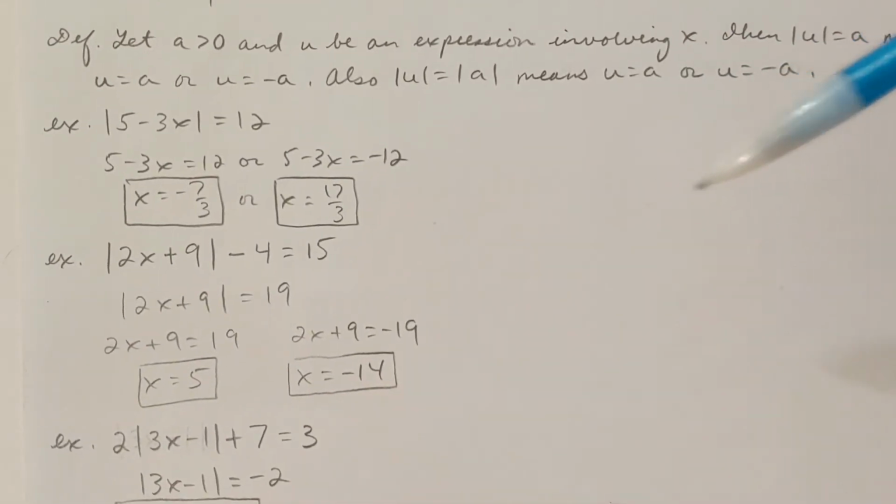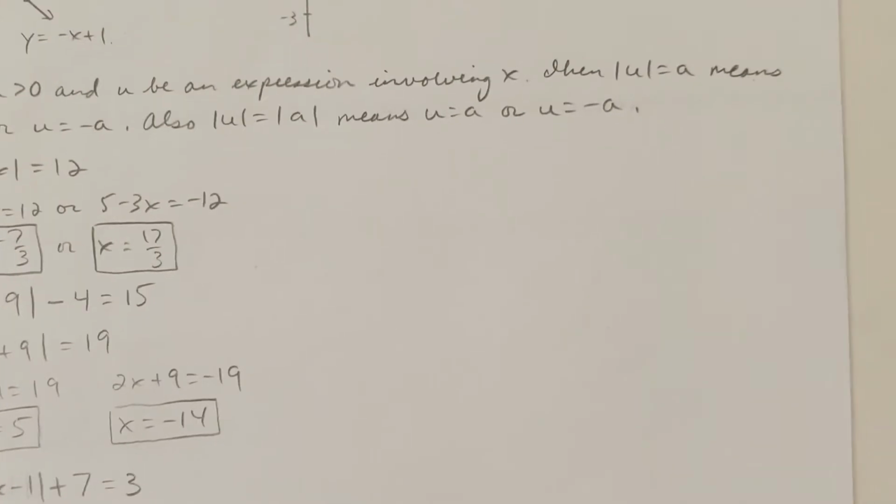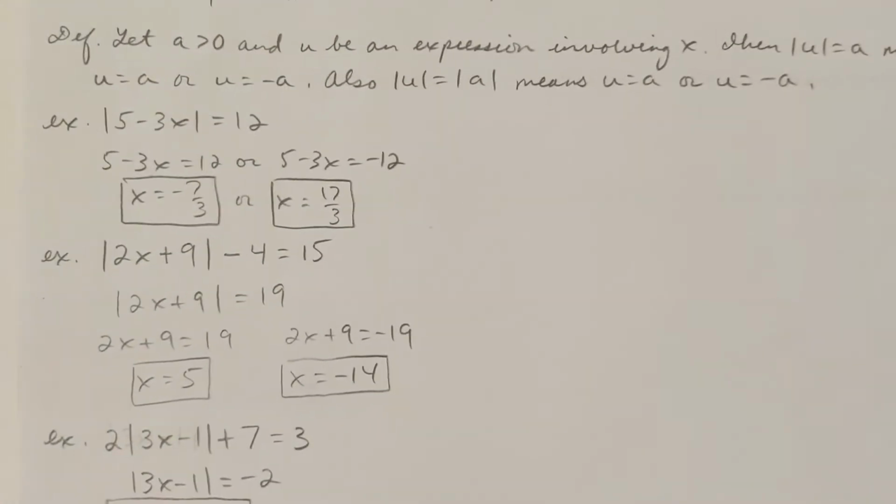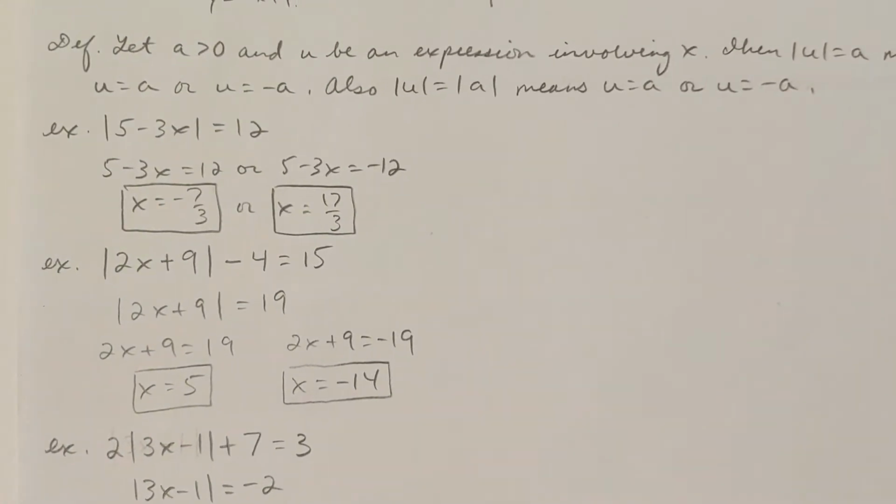As a definition, let a be greater than 0 and u be an expression involving x. Then the absolute value of u equals a means that u is equal to a or u is equal to negative a. Also, the absolute value of u equals the absolute value of a means that u is equal to a or u is equal to negative a.